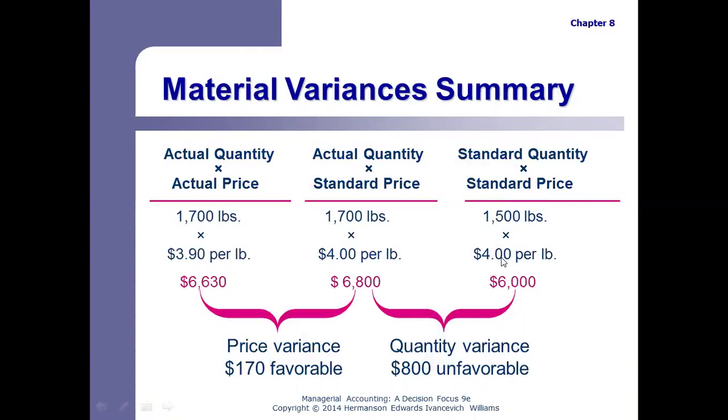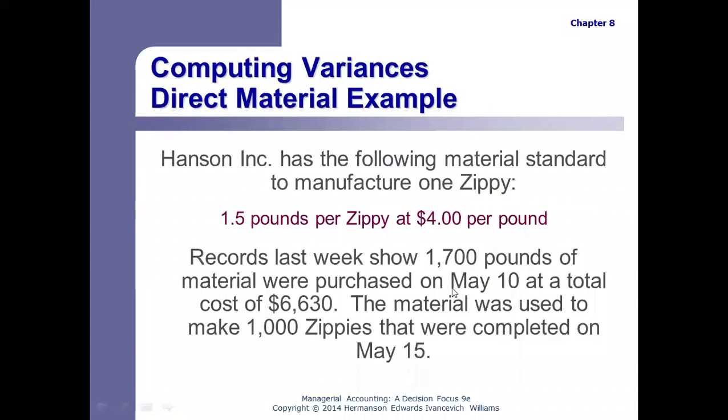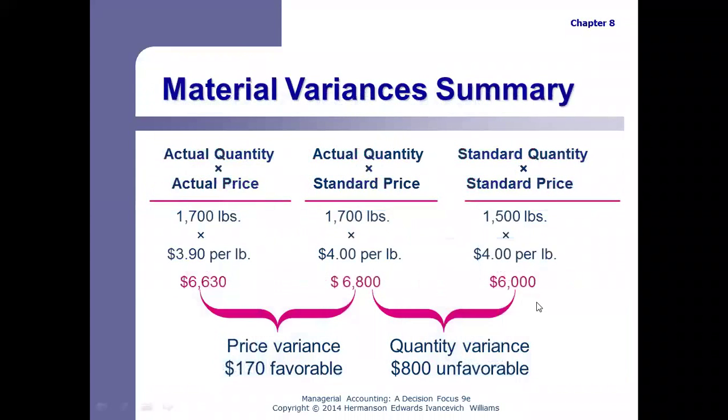And the standard price, or what we wanted to spend per pound, was $4. Again, that was given to you here. So that turns out to be $6,000. Then the middle column is the actual quantity, which we get from here, times your standard price, which we get from over here, $4 a pound, which gives us $6,800.